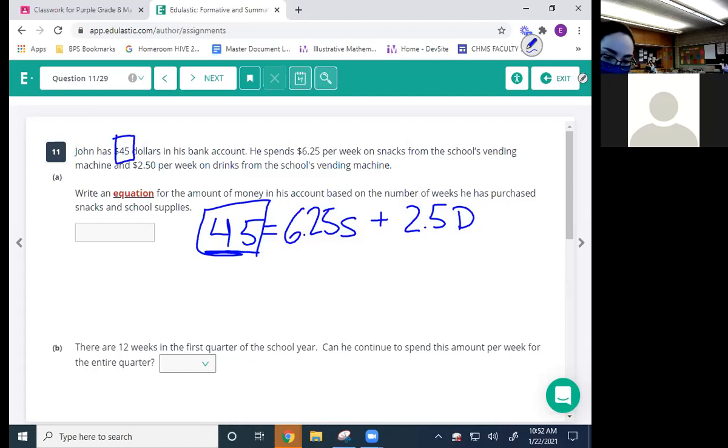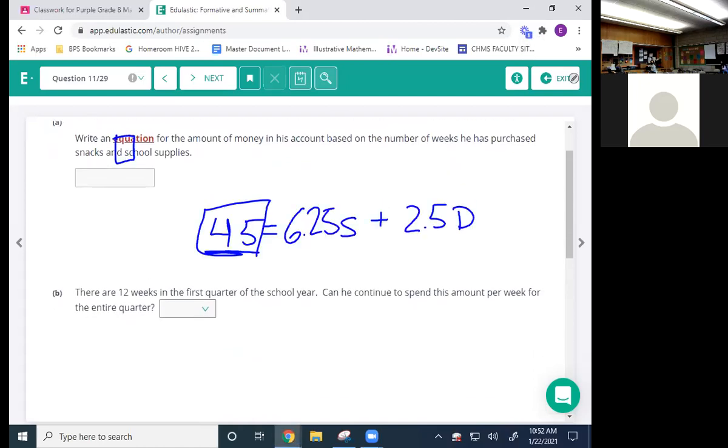Do you guys see? Or yes, Kyle, Kelly, that's good. You can use X and Y on that. That's fine. I just used S and D because we're talking about snacks and drinks. Once again, whether you use X and Y, or you choose to do S and D, you're still going to get full credit either way. Okay. Let's take a look at the next piece.